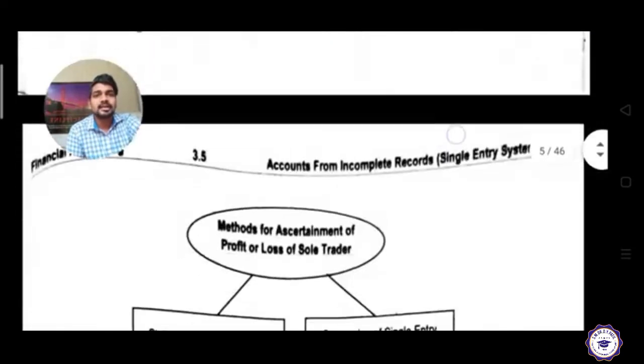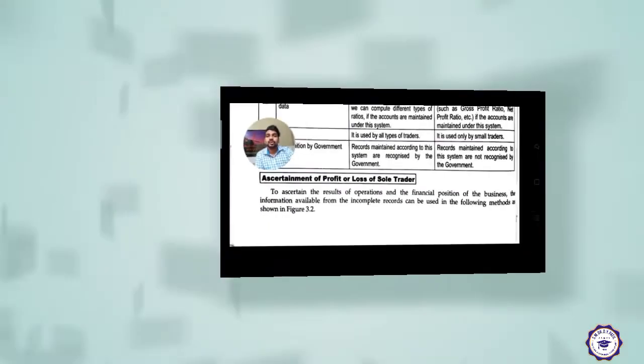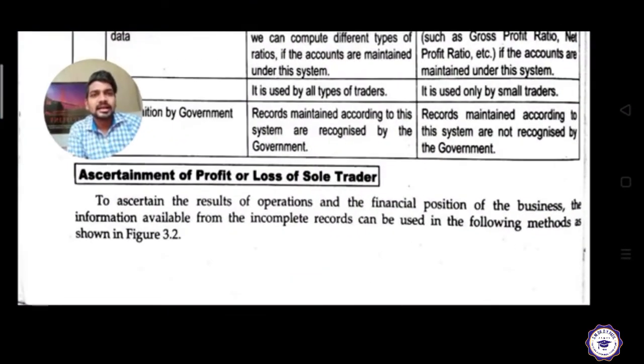Now let us see the ascertainment of profit and losses of sole traders. To ascertain the results of operation and the financial position of the business, the information available from the incomplete records can be used in the following methods as shown in the figure.